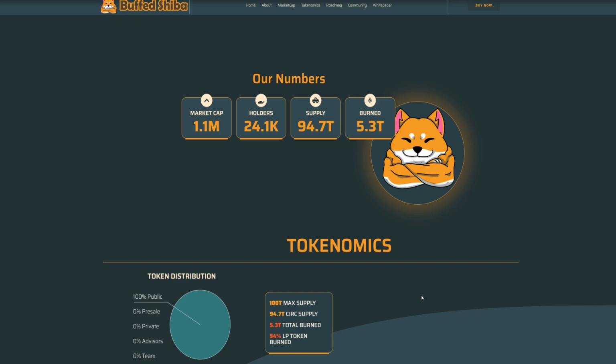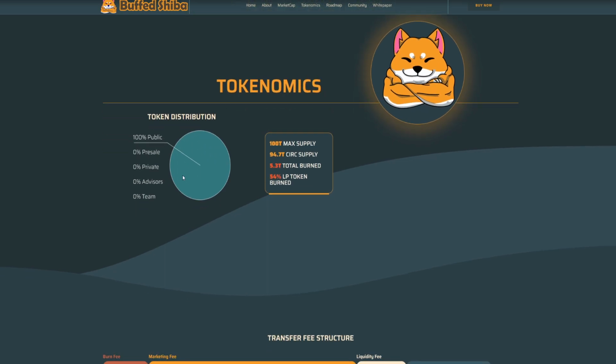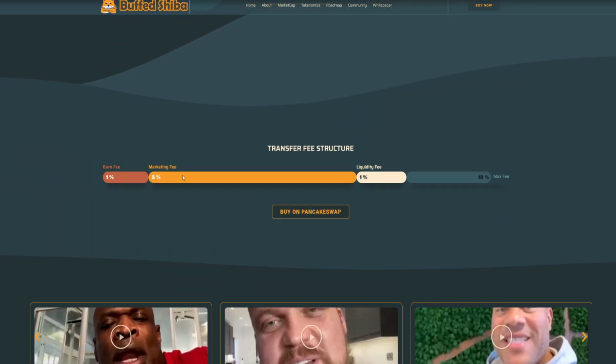So market cap is 1.1 million, so they have achieved an amazing market cap in a very short period of time. Holders, they already have almost 25k holders, which is amazing. And there is already 5.3 trillion burned, and we had the initial total supply of 100 trillion. So there you go. Tokenomics distribution, 100% goes to the public. I mean, pretty fair, pretty transparent, and great stuff from them.